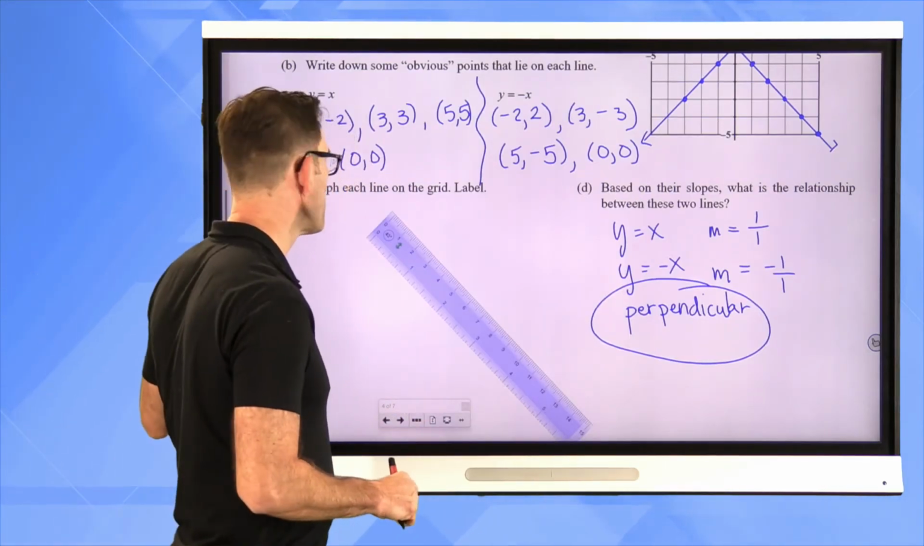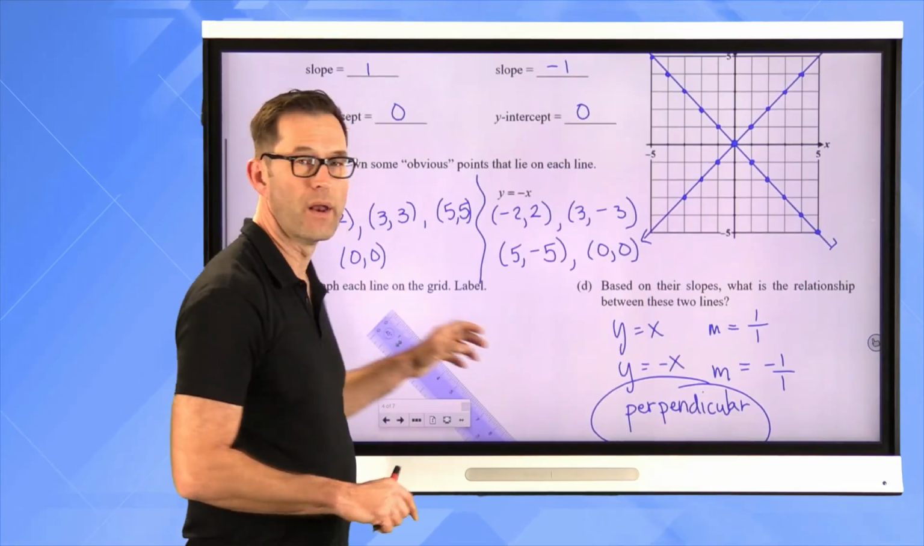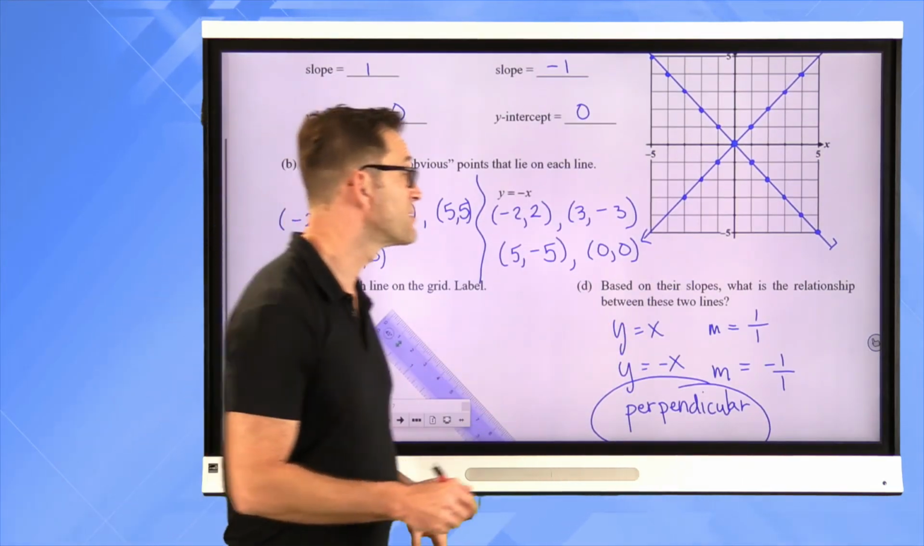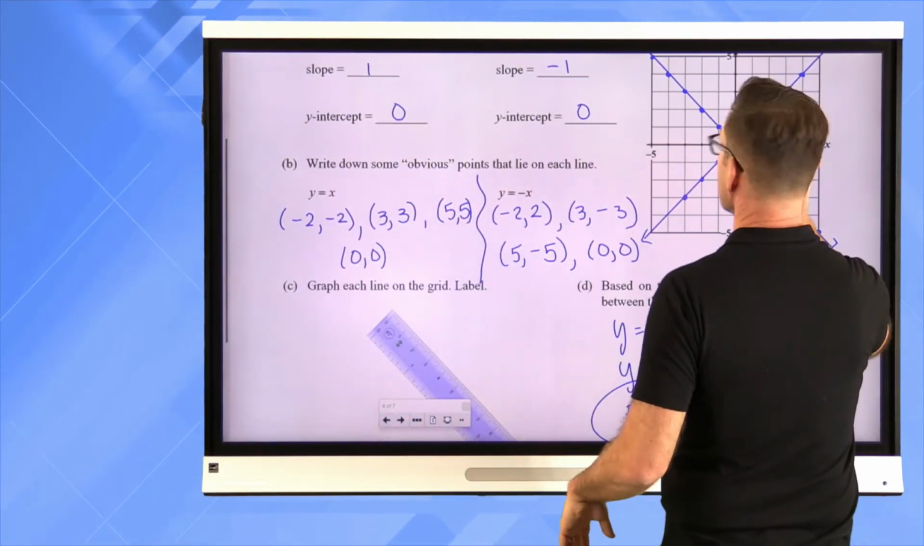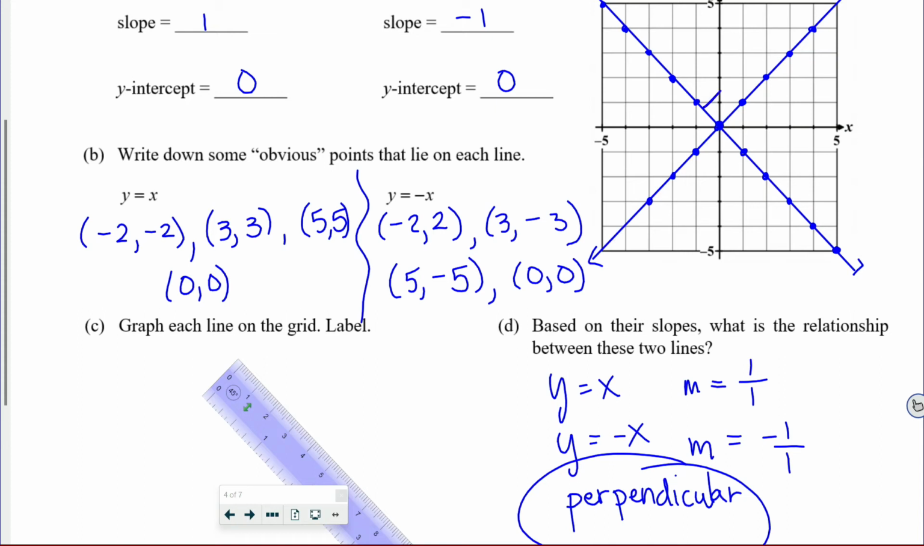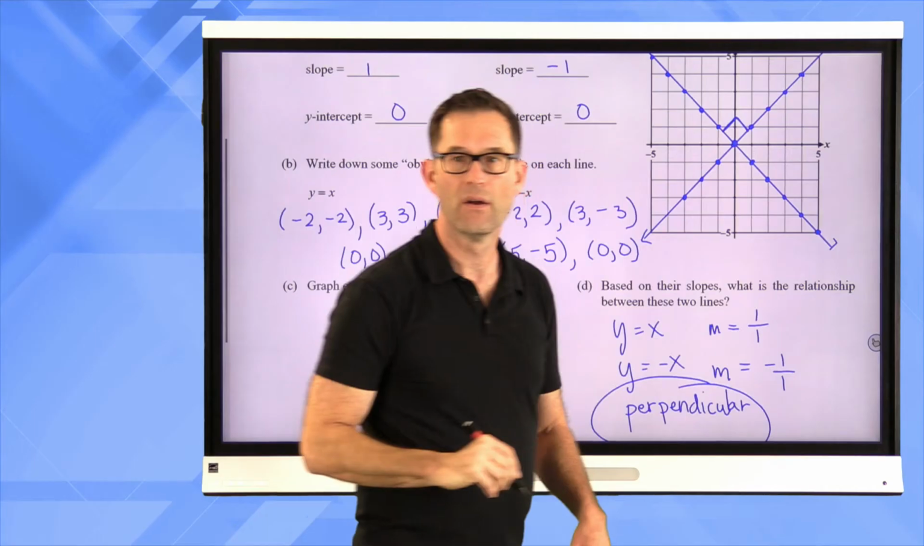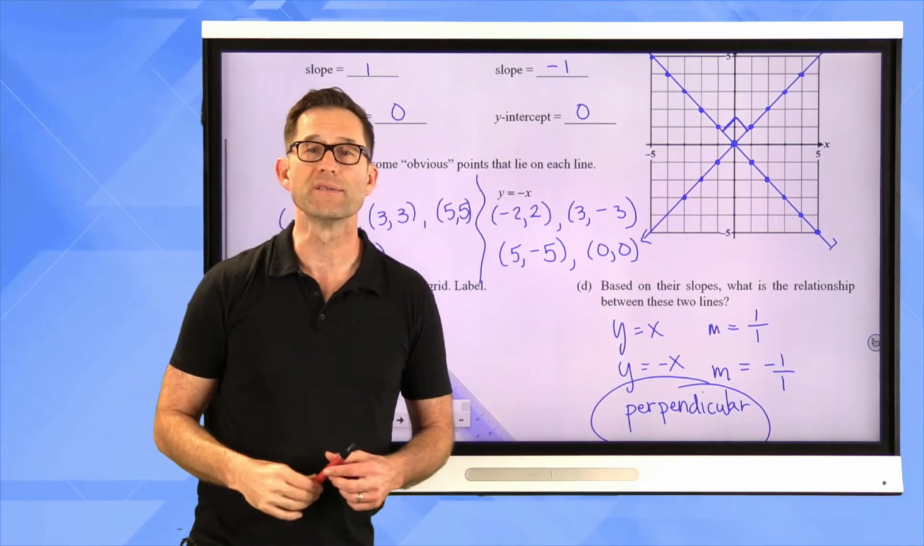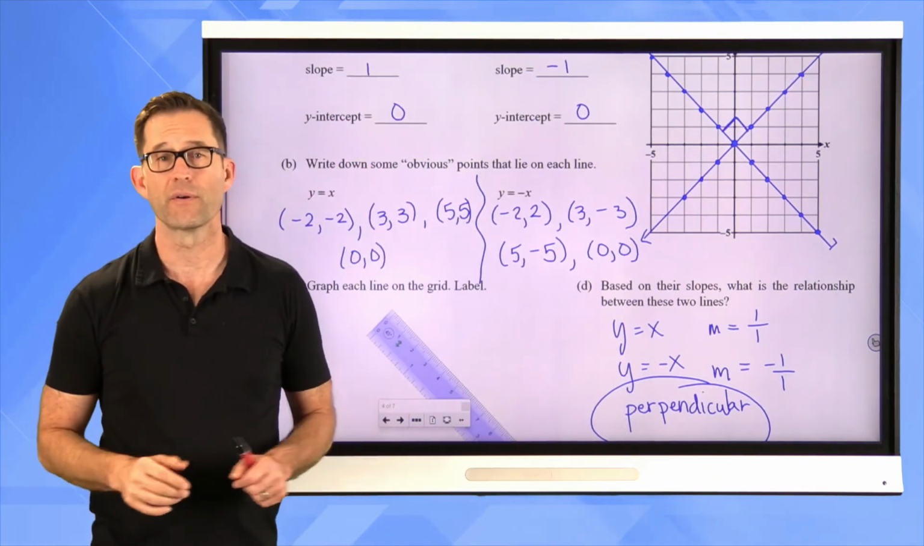It's a little bit harder to see that 1 and negative 1 are negative reciprocals, but it's probably not that hard to believe that that is a right angle, right? That those two lines are perpendicular to one another.